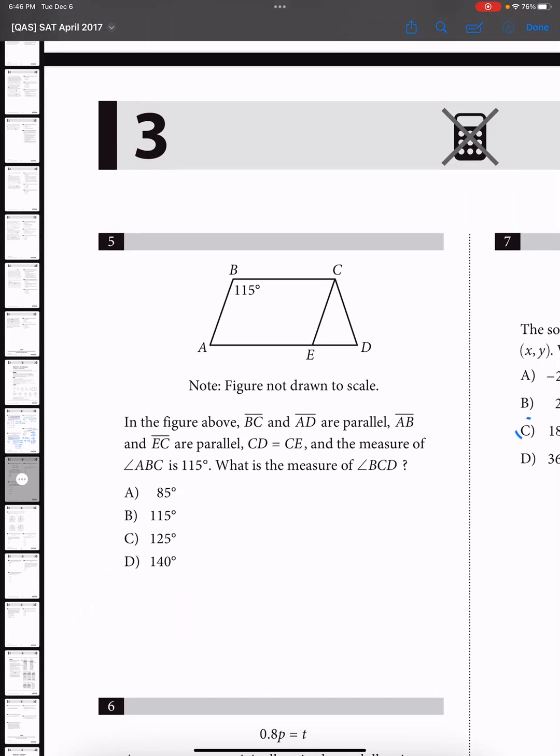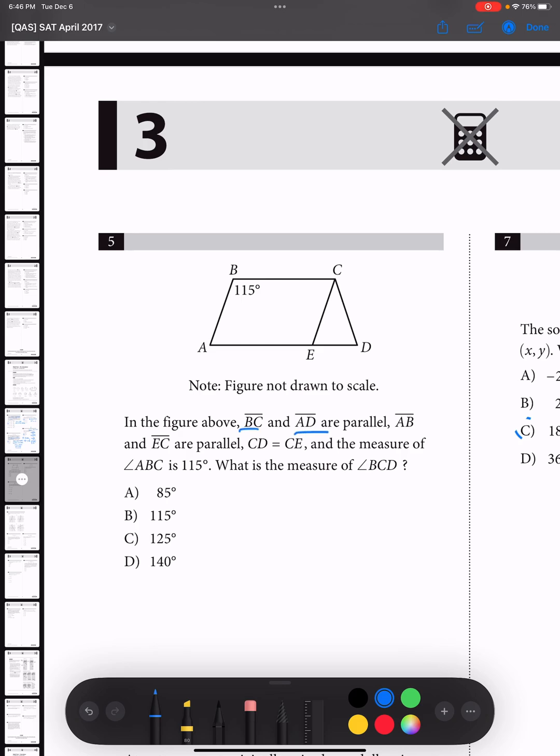Next question, number 5. In the figure, BC and AD are parallel, AB and EC are parallel, and CD is equal to CE. That means that this triangle over here is isosceles. So how I'm going to solve this is, I know that B is 115, which means I know that E is also 115 degrees. And we're trying to find out E. Since it's a straight angle, 180 minus 115 will give us 65, which means E is 65 degrees and D is also 65 degrees.